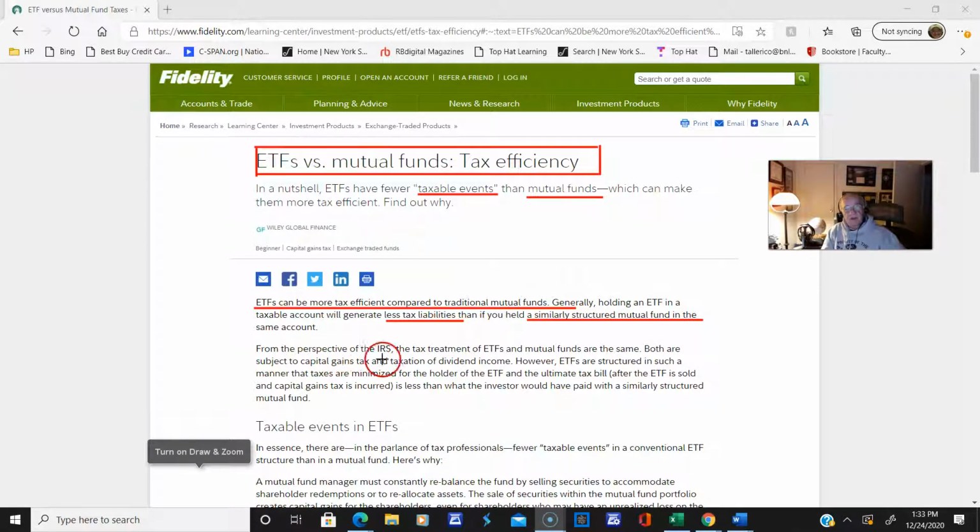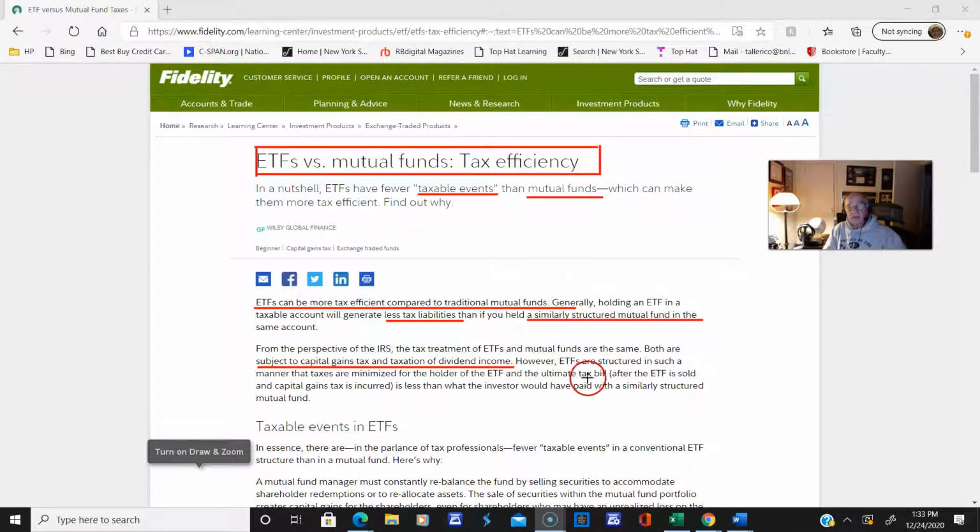From the perspective of the IRS, the Internal Revenue Service, our enemy, the tax treatment of ETFs and mutual funds are the same. Now that's interesting, right? Both are subject to capital gains tax, right? And everyone should know what a capital gains tax is. If you buy something, right, and then you sell it at a higher price, that difference in price is called a capital gain, and you're going to pay tax on that capital gain. Okay? So let's say I bought a stock at $10 a share, and then it went up to $50 a share. I would pay tax on that difference of $40 a share, right? That's called a capital gain.